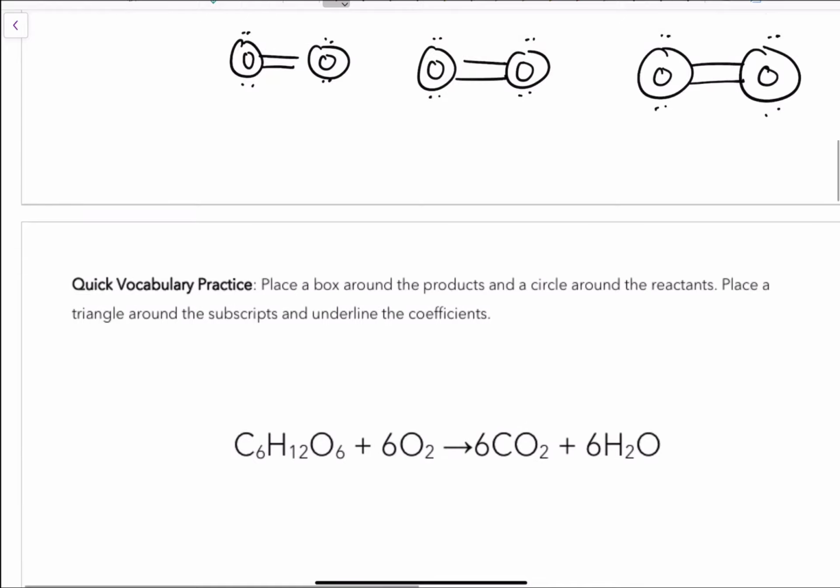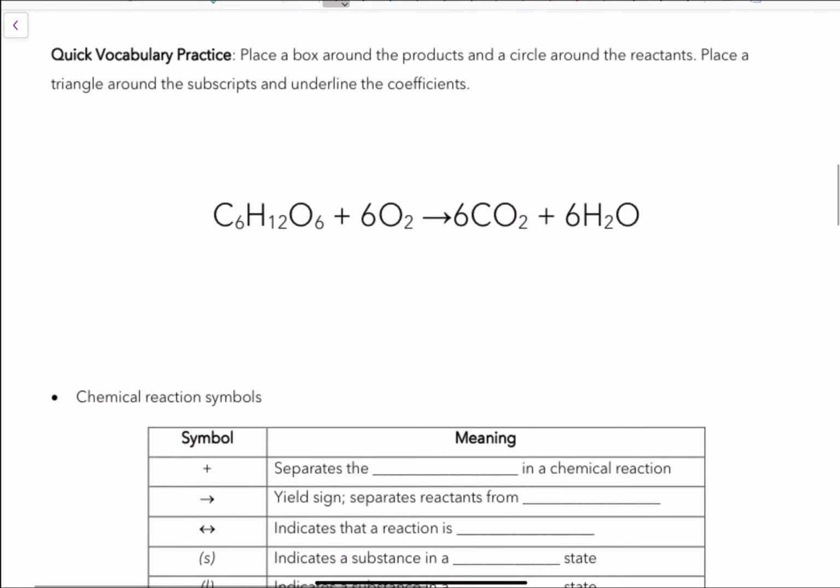All right, so now that you know the different terms, let's take a second and just practice. Let's check in and make sure you know what you're doing. I want you to place a box around the products and circle the reactants. Then place a triangle around the subscripts and underline the coefficients. So pause the video and give that a try.